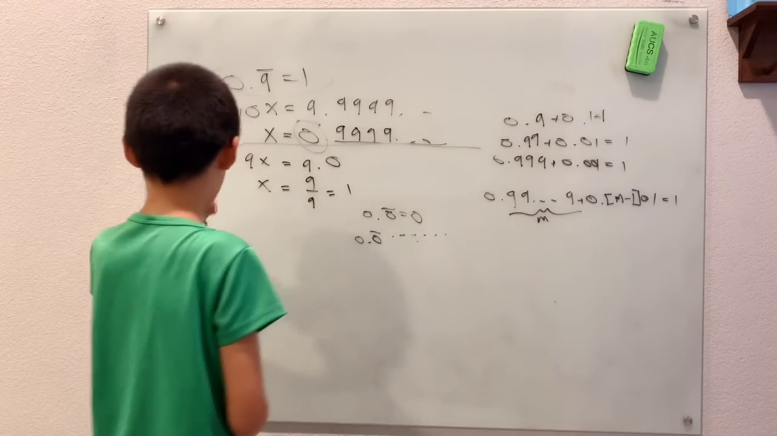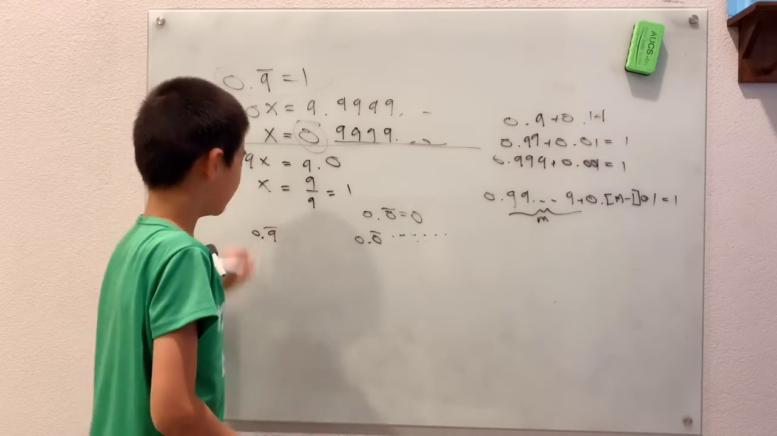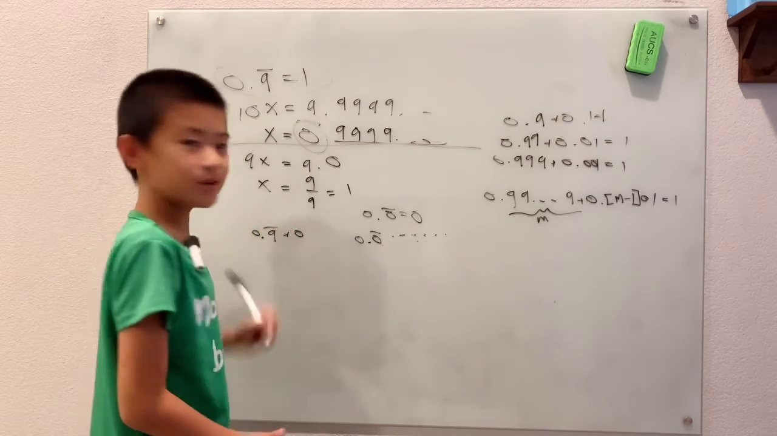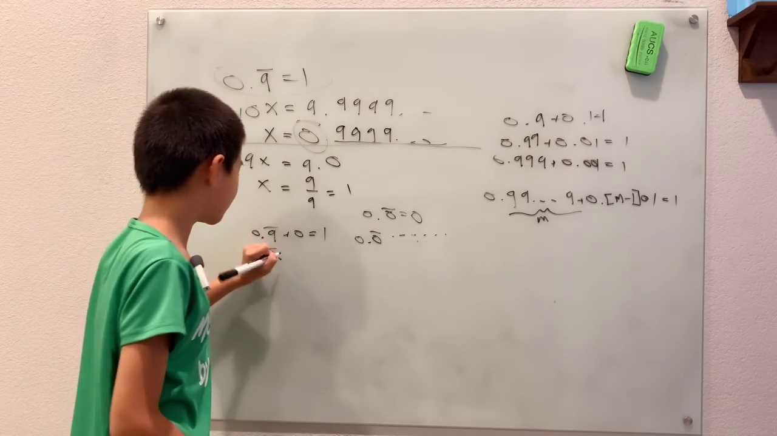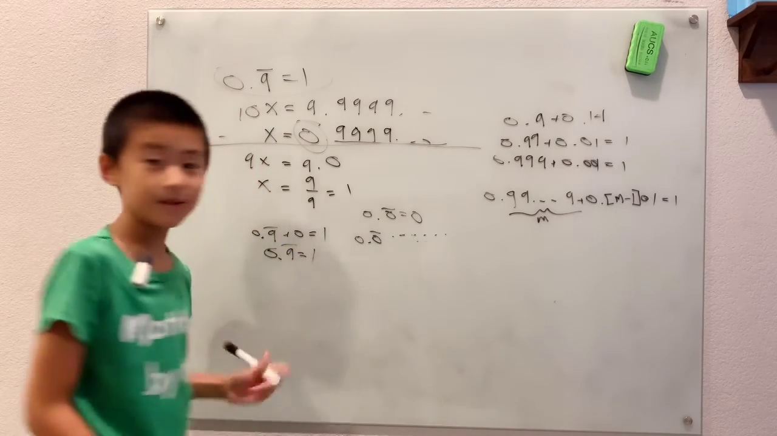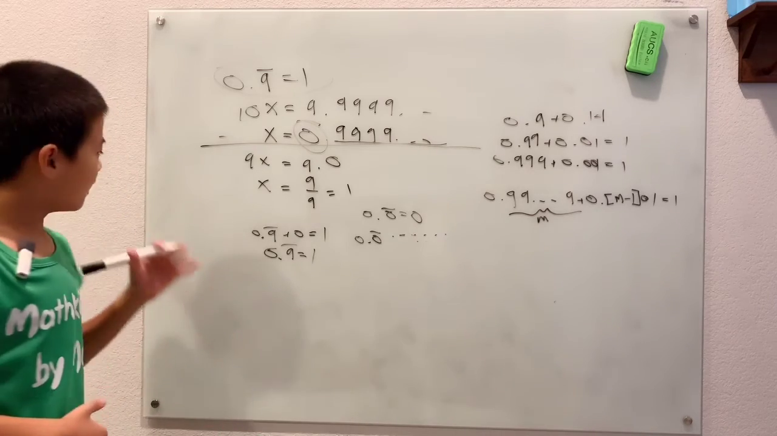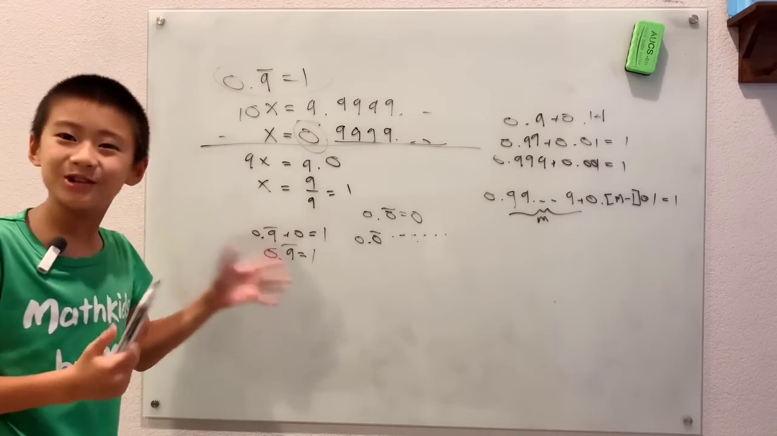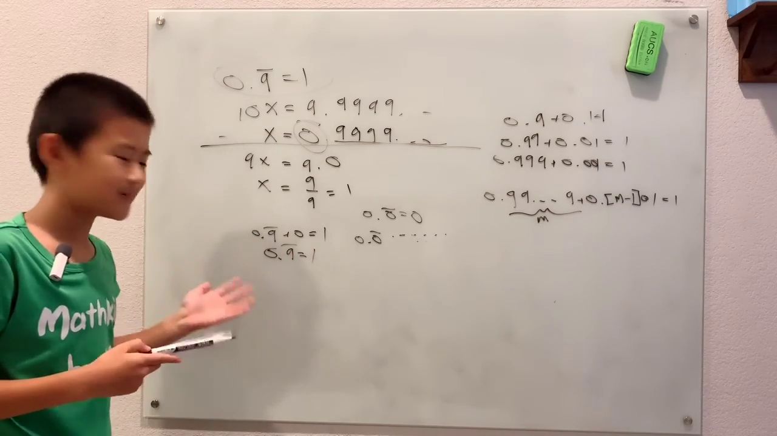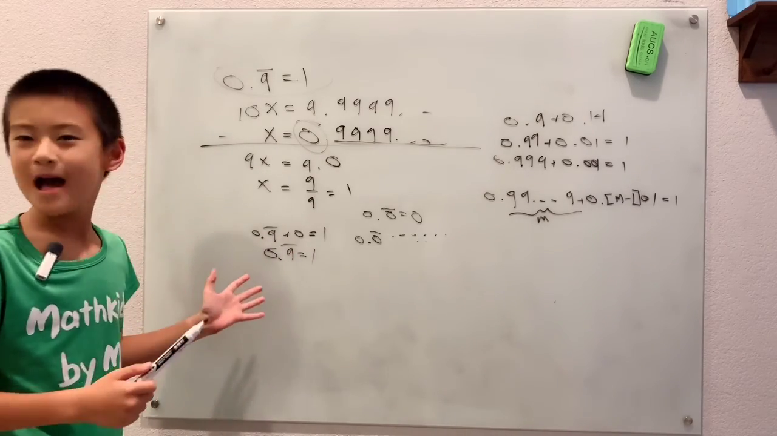So we have to take 0.9 repeated, and then we add on 0 to get 1. Well, 0 is nothing, so then we get 0.9 repeated is 1. So I proved it logically, although there's still another problem. It's still 0.9, it's still 0 point something turned into 1 point something. I'm not satisfied.